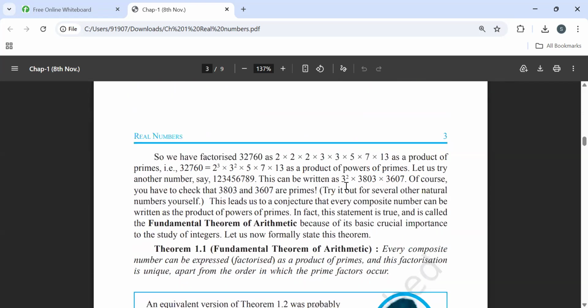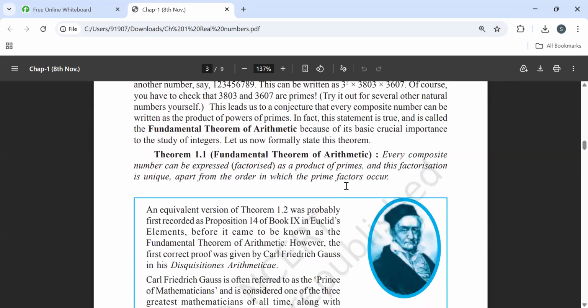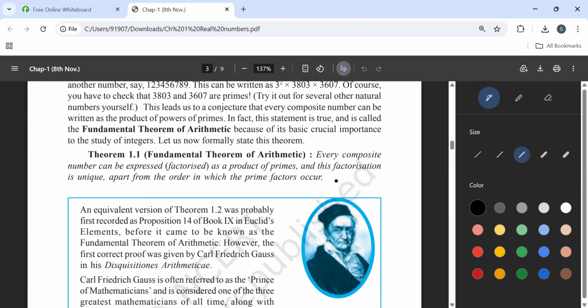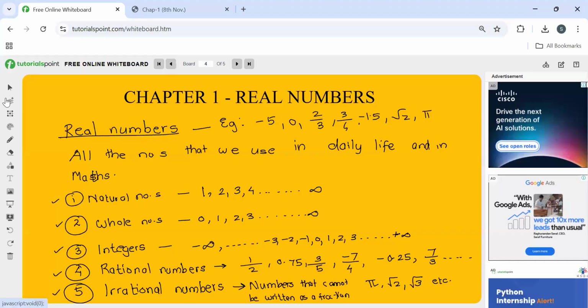Now, let us understand about factorization. In your textbook, you can find Theorem 1.1, the Fundamental Theorem of Arithmetic. It says that every composite number can be expressed or factorized as a product of primes, and that factorization is unique apart from the order in which the prime factors occur. It is very simple.